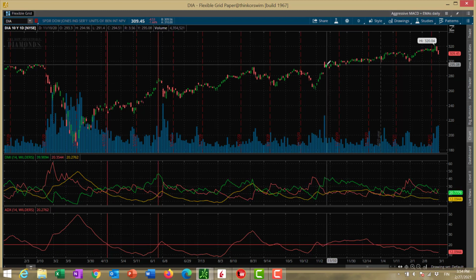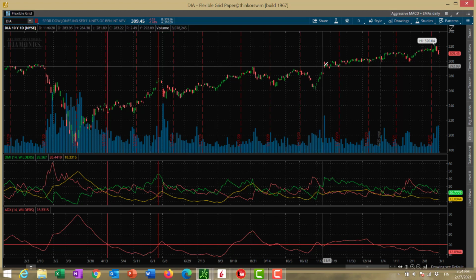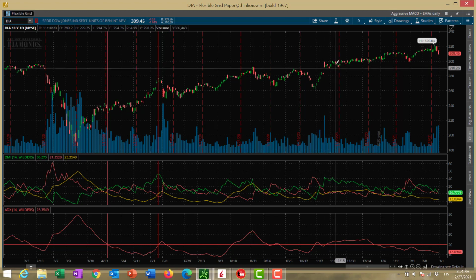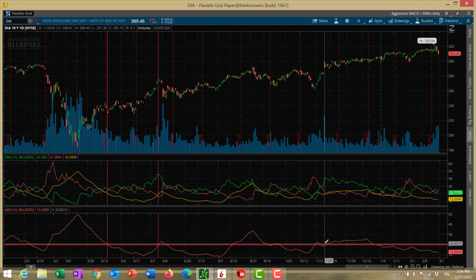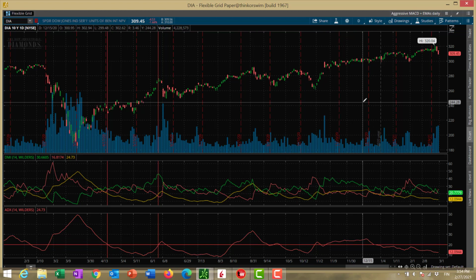So an idea would have been to maybe start thinking about buying Dow Jones in the area where the yellow went above 20, somewhere here, and the green was above the red one. Well, it didn't go up very fast, but all this time that this was above the 20 line, it was going higher. So this is kind of how this is normally used.